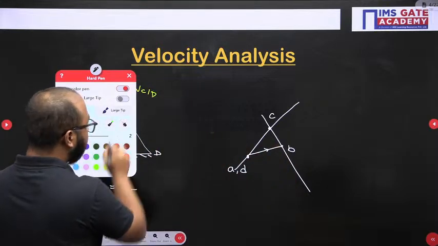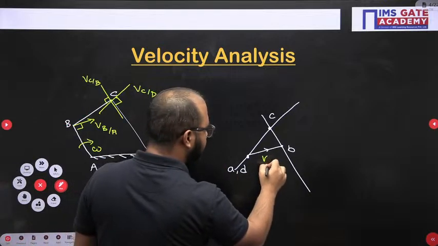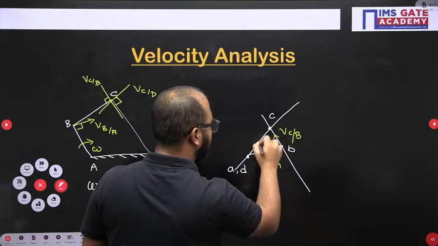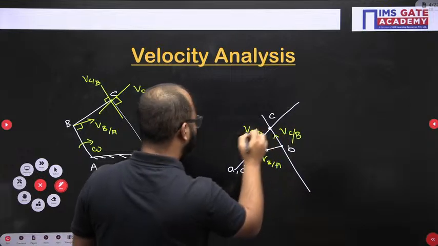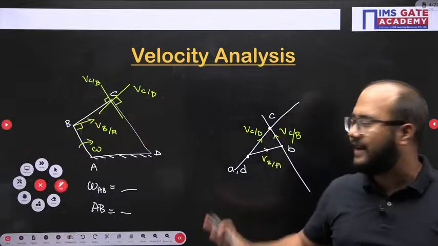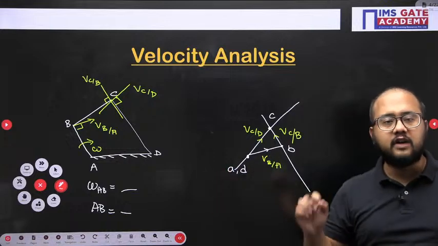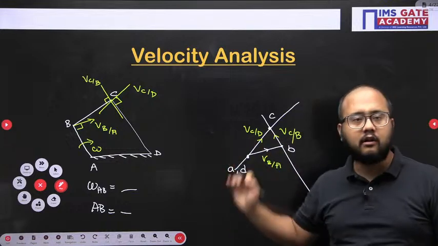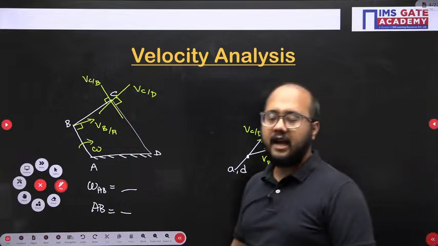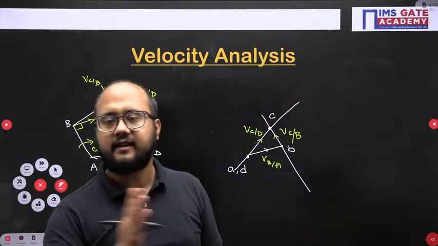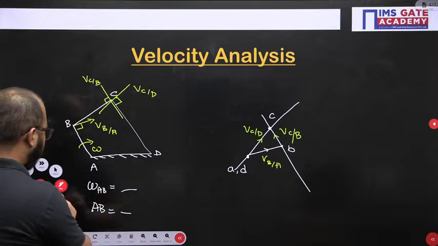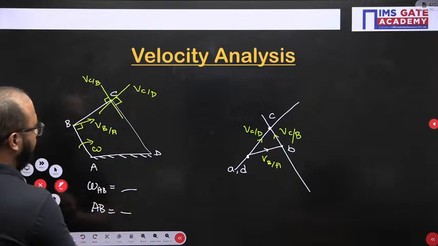If you see, this is the velocity vector of B with respect to A, this is C with respect to B, and this is C with respect to D. Is it clear? I hope this basic understanding of how to draw a velocity diagram, all the steps and the procedure, is clear. Now we will enter into the numerical and start with the one I gave in the last class. All the steps are clear, so now we can move to the next slide.